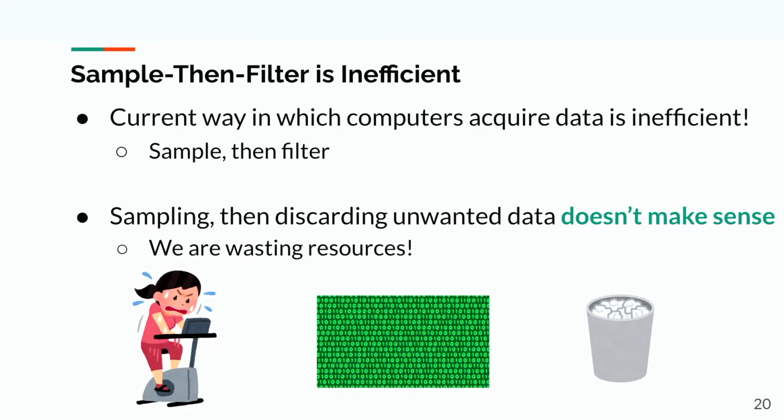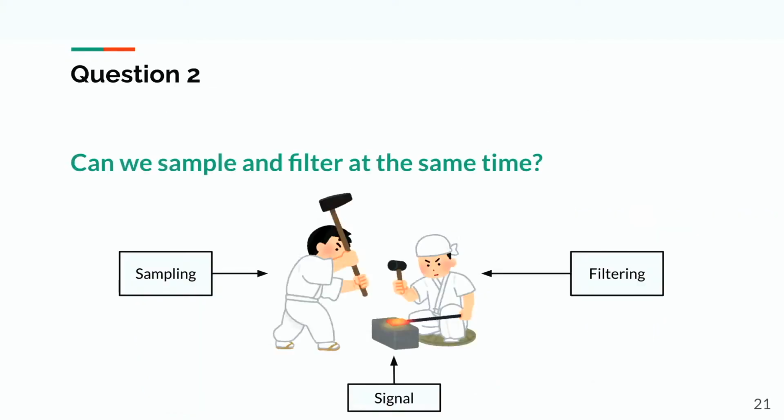The problem with this approach is that it's completely inefficient. We're sampling data, and then we're removing the data that we don't want. And that doesn't make sense. It's a complete waste of resources. What we really want to do is that we want to sample and filter at the same time, like these two gentlemen here are doing.